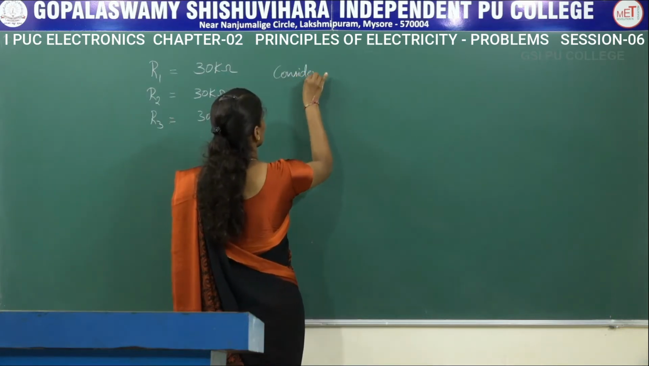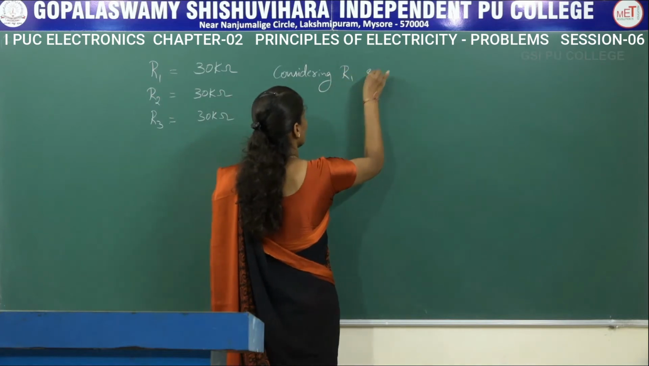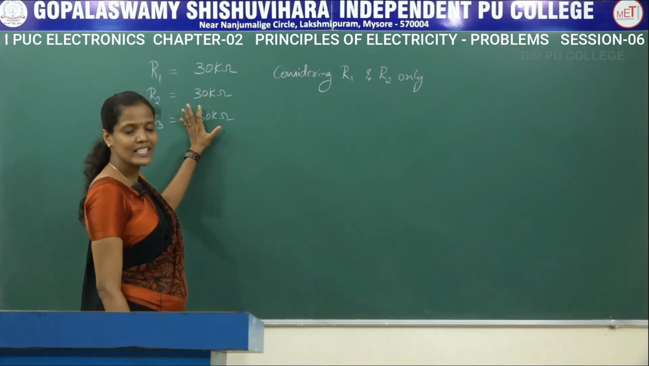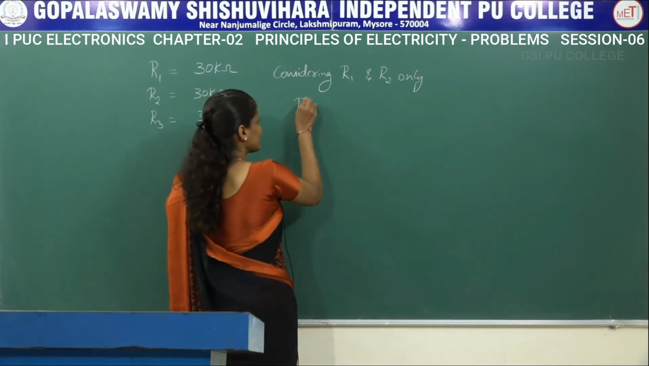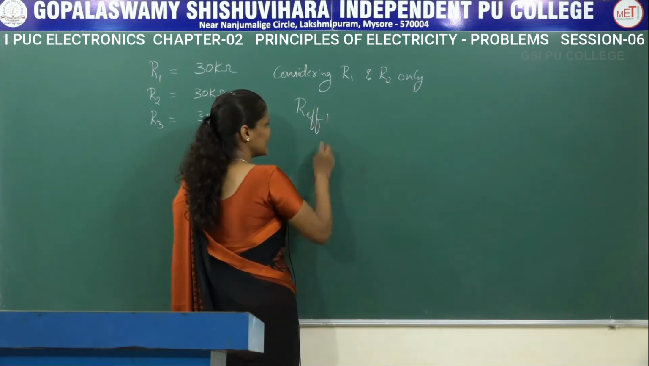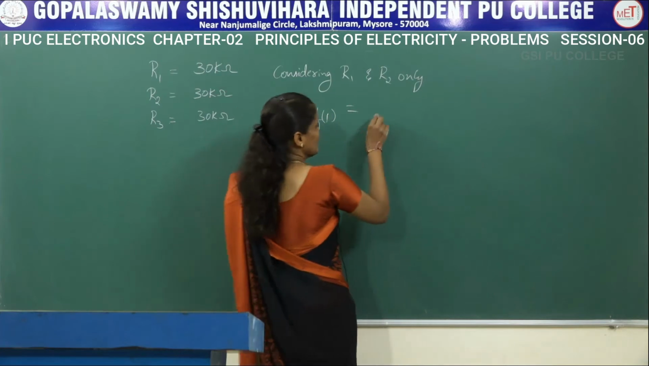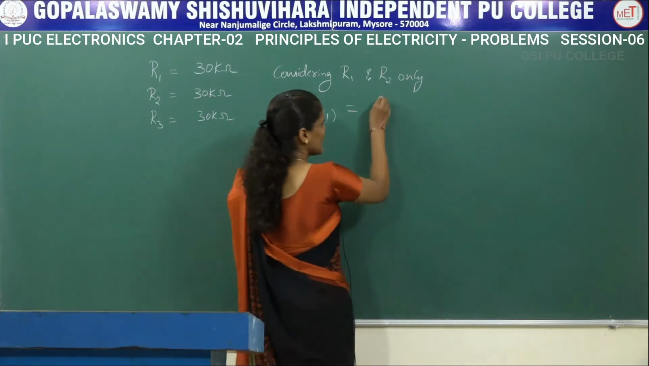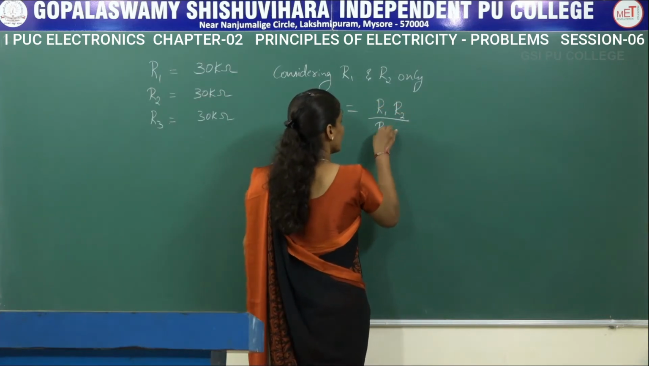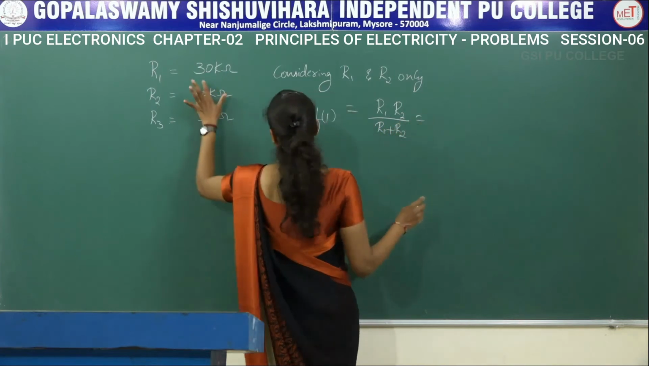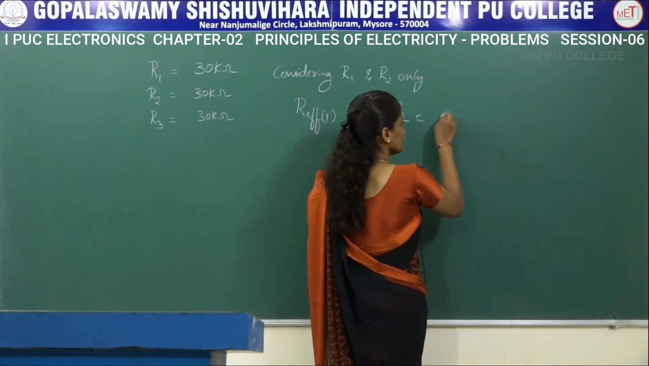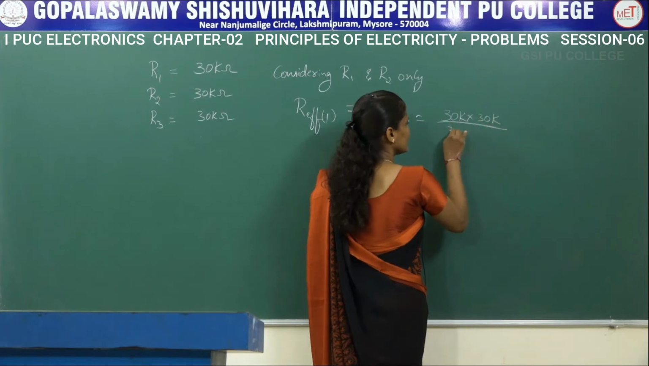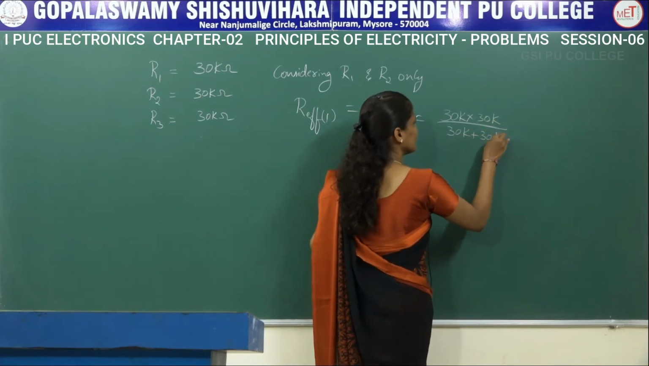Considering R1 and R2 only. Just consider R1 and R2 only. Just leave this R3 value as it is. So the total resistance or the effective resistance, let me call that as R effective 1, will be equal to, we are having a direct formula when only two resistors are connected in parallel. So that is R1 R2 divided by R1 plus R2. R1 and R2 both the values are same. So 30 kilo into 30 kilo divided by 30 kilo plus 30 kilo.